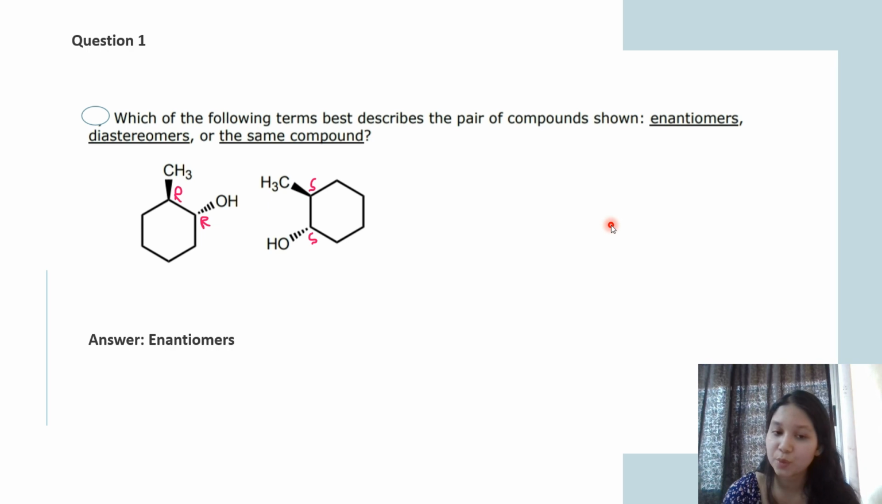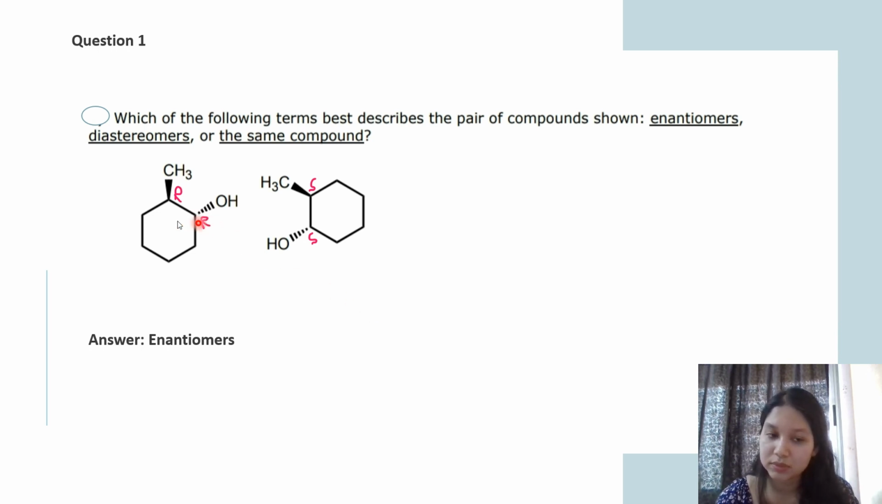Okay. I hope it is clear. So when you are given a pair of molecules having one or more stereogenic centers, first you have to assign the configurations to all the stereogenic centers present. Then you have to compare, and suppose we had found out that this was RR and this was RS. Then they are diastereomers because they will not be mirror images of each other.